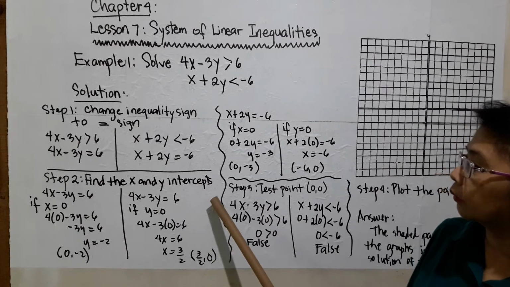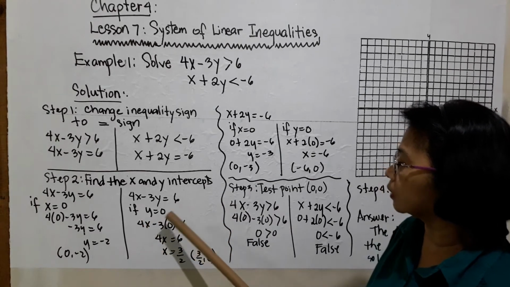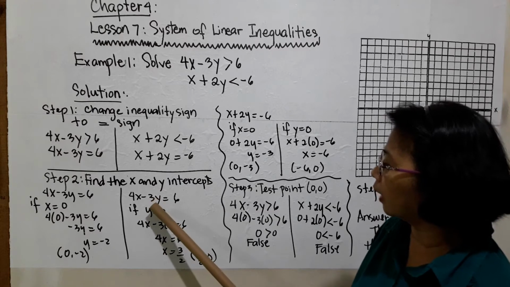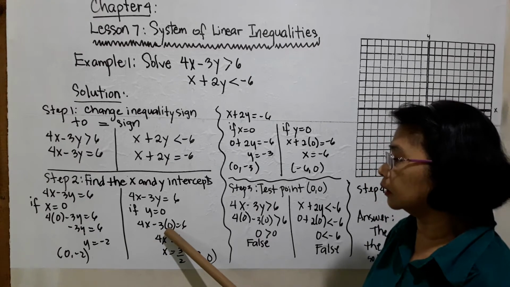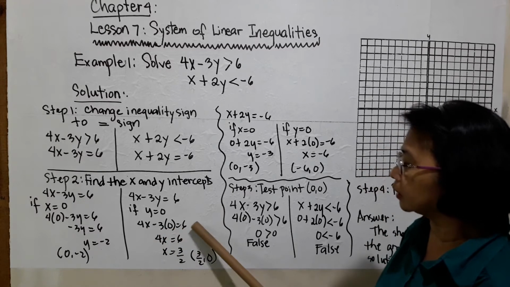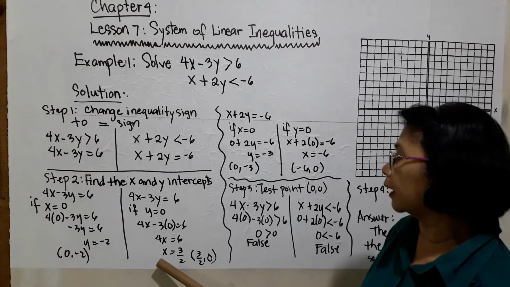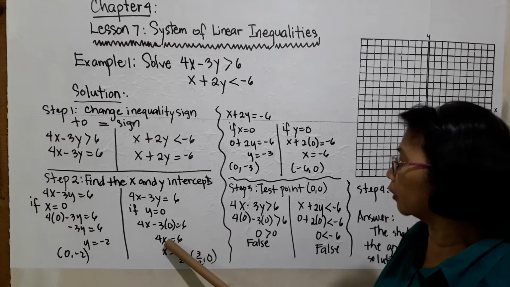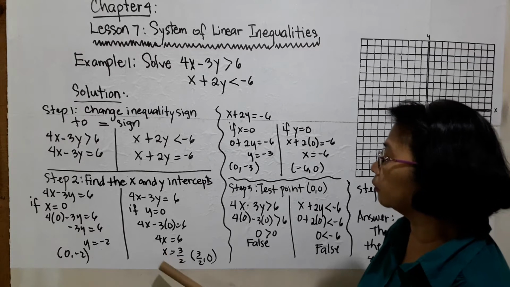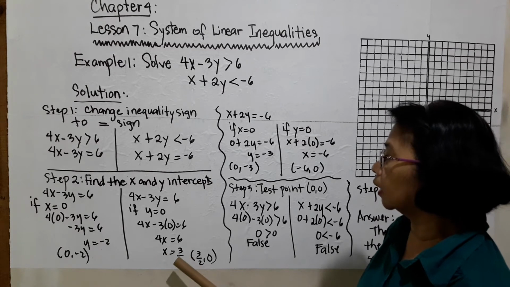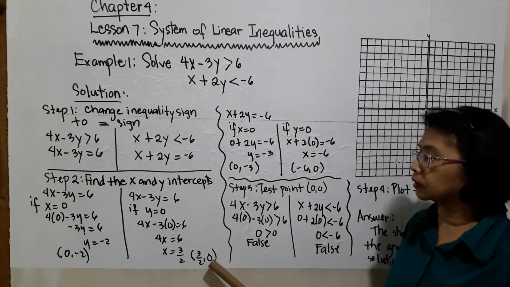For the x-intercept, we have y equals 0. So from here, we have to write 0 for y. So 4x minus 3, okay, times 0 equals 6. So this is now 0, copy 4x. Then divide both sides by 4 and then express the fraction to lowest term. So the value of x now is 3 halves. So the x-intercept for the first inequality is 3 halves, 0.